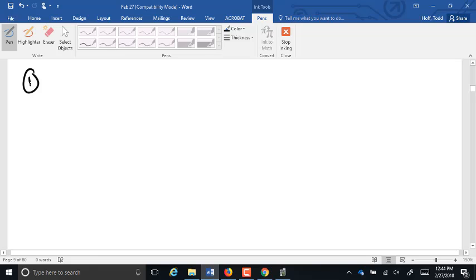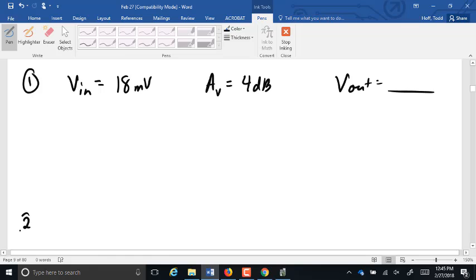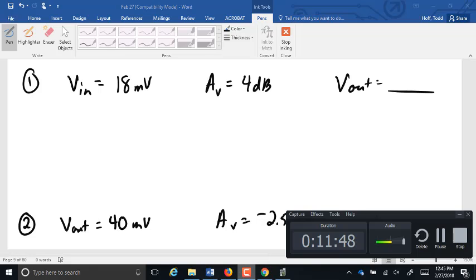Number one. Your input voltage is 18 millivolts. You have a gain of 4 dB. Find the output voltage. Our second one. We have an output voltage of 40 millivolts. We have a gain of a negative 2.5 dB. Find the input voltage. I'll pause and let you guys have some time to do that.